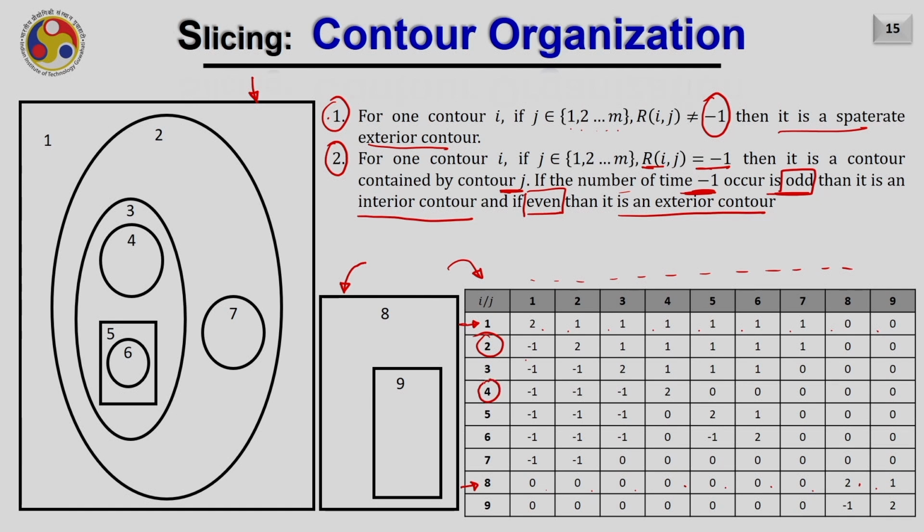Then 4 is having -1 three times, means it is an interior contour. 5 is also having -1 three times, it is also an interior contour. 6 is having -1 four times, that means it is an exterior contour. 7 is also having -1 twice, that means it is an exterior contour. 8 is a separated contour, while 9 is having -1 only once, that means it is an interior contour.